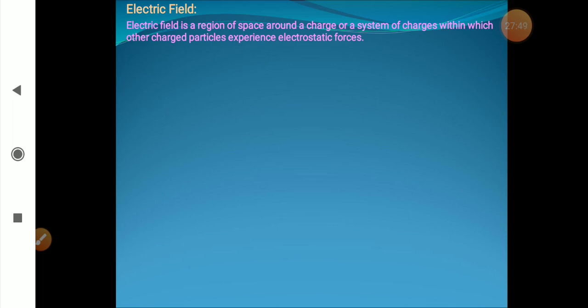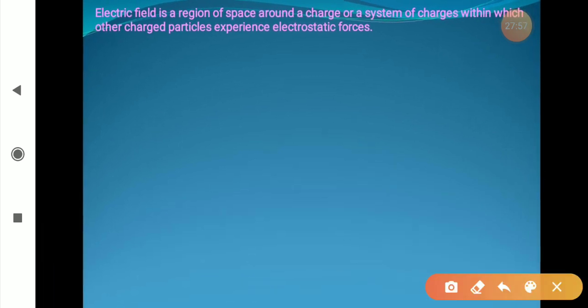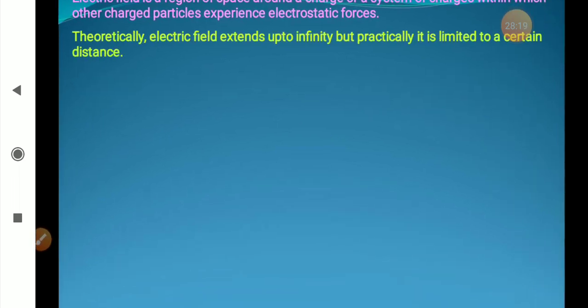Electric field. Now if we have any charge, maybe a positive or a negative charge, it will influence all the charges around it, whether positive or negative. So this region around this charge is called its electric field. The electric field extends up to infinity, but practically it is limited to a certain distance.